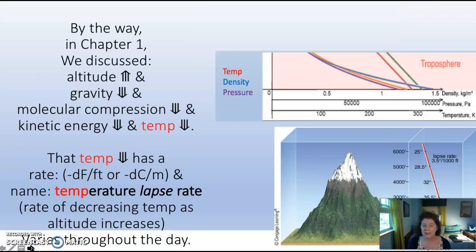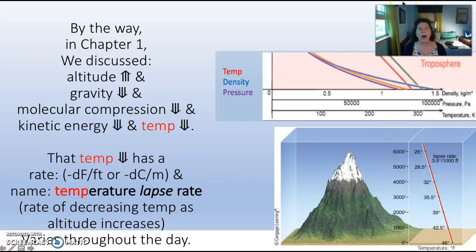Just to go back for a second to Unit 1, and I'm going to move this up so you can see it. Good. In Unit 1, we discussed temperature and altitude. We discussed that as altitude increases, temperature decreases. And here is one of your scales of that. As altitude increases, temperature decreases. And we explained the reason for that.